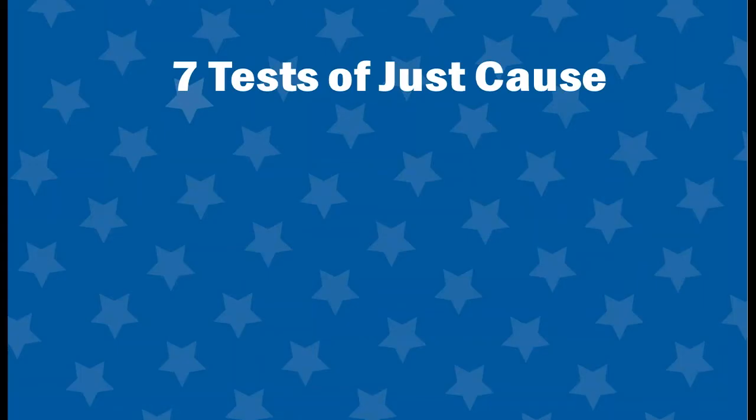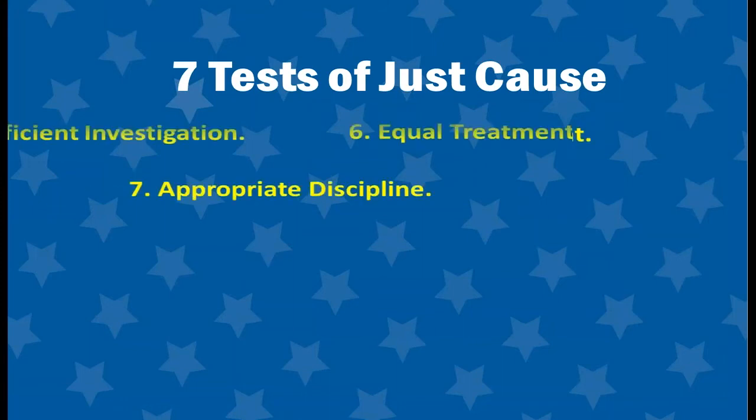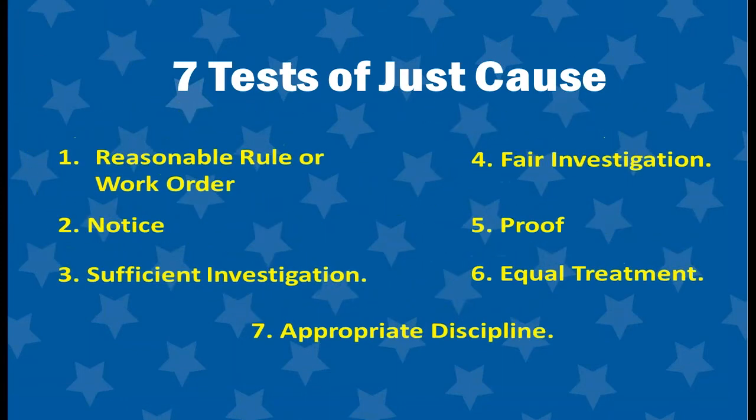So what exactly are the 7 tests, right? Just cause has been a long-standing clause in union contracts, and the standards have developed over the years through arbitration. What we commonly know today as the 7 tests were developed by arbitrator Carroll Daugherty in a 1966 case. To meet the standard of being able to say that they had just cause, management must be able to answer yes to the following 7 questions.